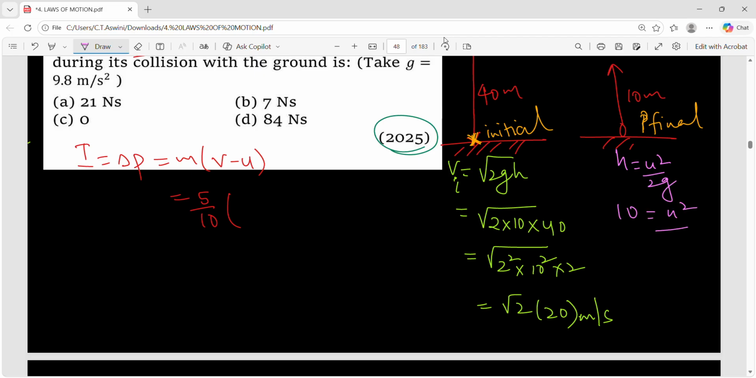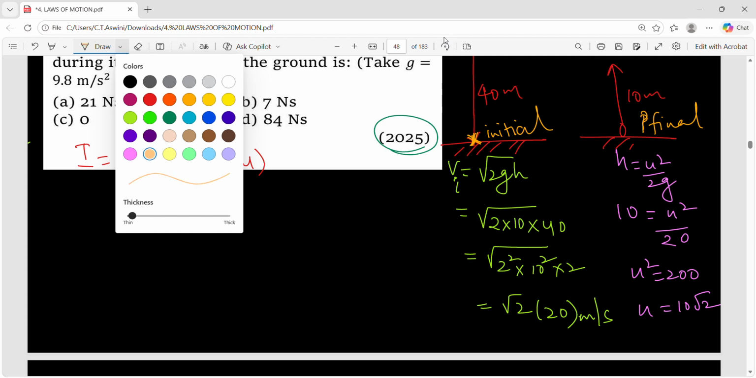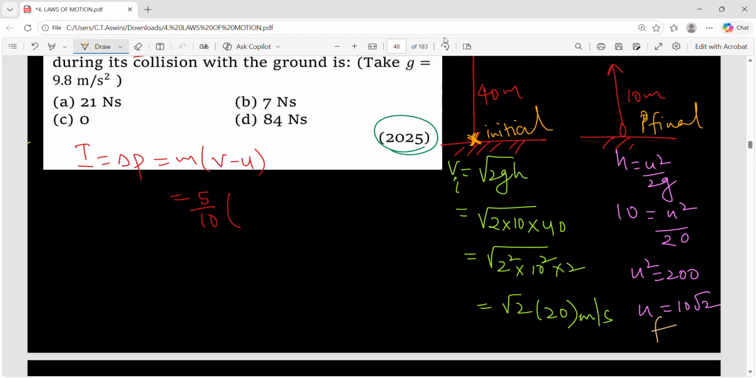How will you find v final here? Use this formula, h is equals to u square by 2g. h is 10, u square, 2 into g, so 20. So u square is 200. So what will be u? This is 10 root 2. And what is this u actually? This is the final speed, right? So this is final velocity. Now substitute here. Final velocity is 10 root 2 because it is moving up. And initial velocity, it is coming down. So minus of minus 20 root 2.